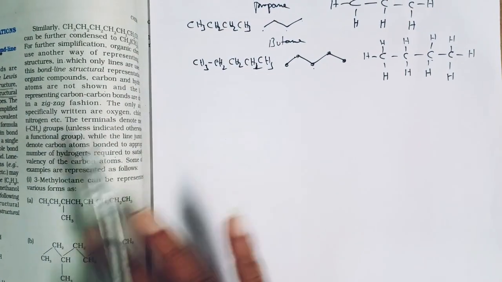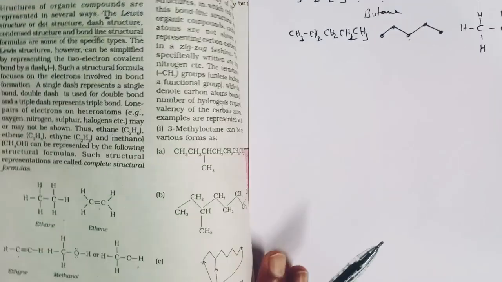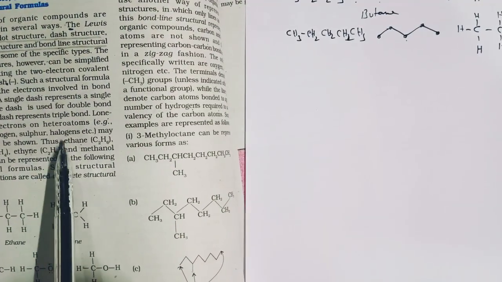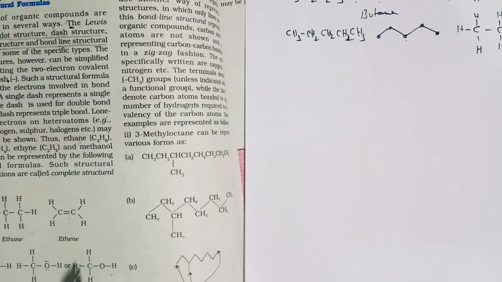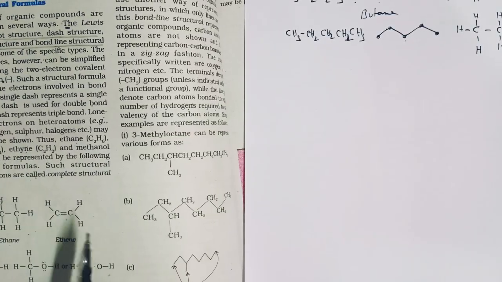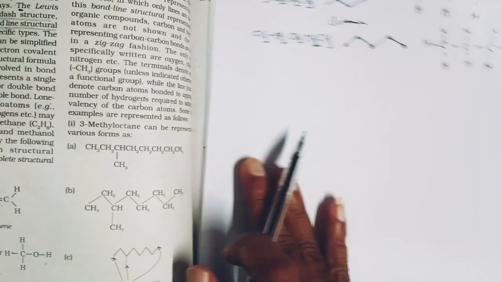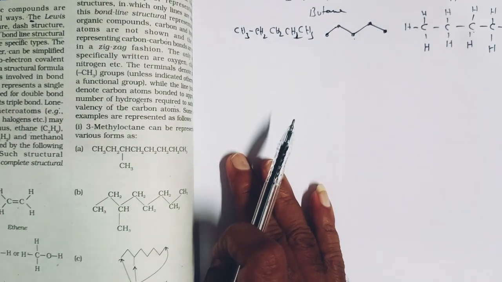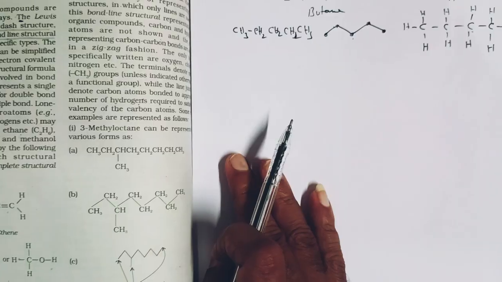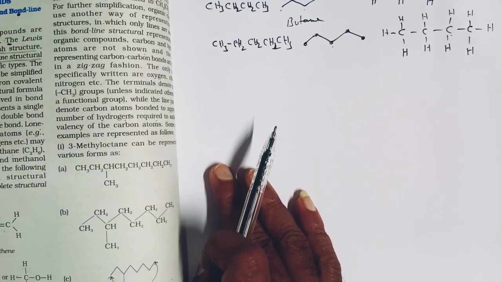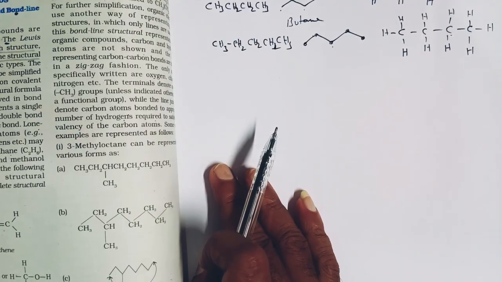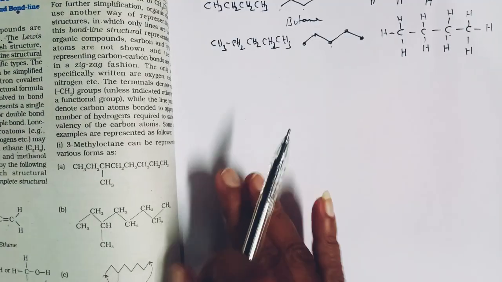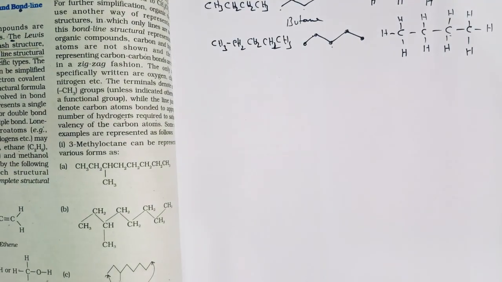Here he is telling, this methanol structure is also given. Here the methanol structure is given. So heteroatoms: in methanol there is oxygen. In organic chemistry, oxygen, nitrogen, sulfur, halogens, these atoms other than carbon and hydrogen are called heteroatoms. Those heteroatoms are having lone pairs.